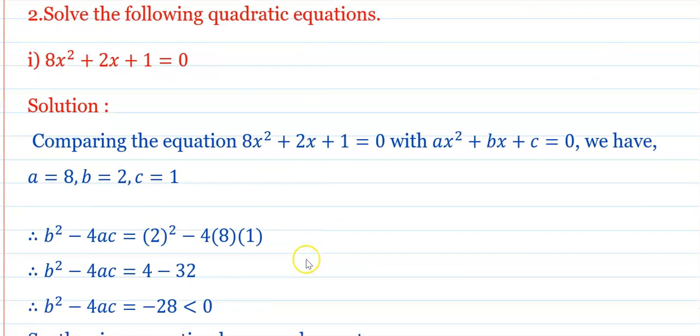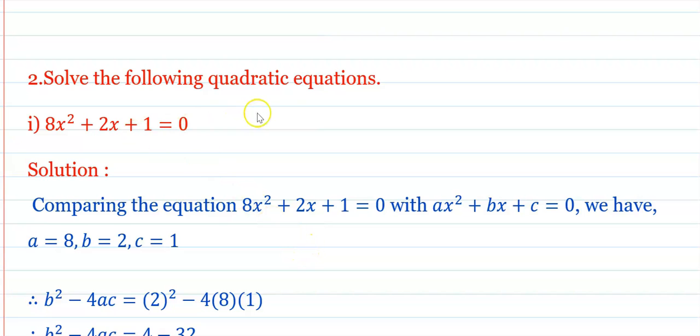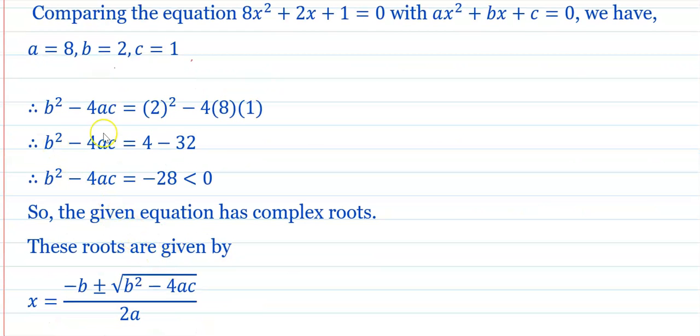Okay. Now the question number 2. Solve the following quadratic equation. 8x square plus 2x plus 1 is equals to 0. Comparing 8x square plus 2x plus 1 with ax square plus bx plus c is equals to 0, we have the value of a is 8, b is 2, c is 1. Now next, discriminant b square minus 4ac.